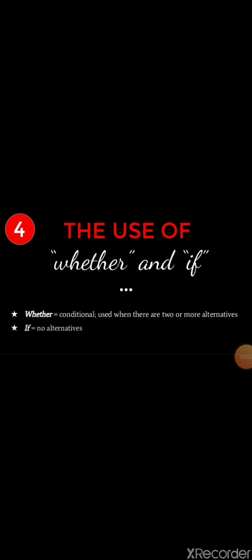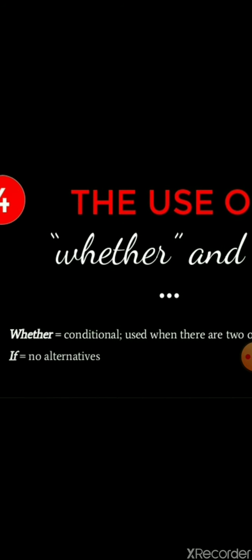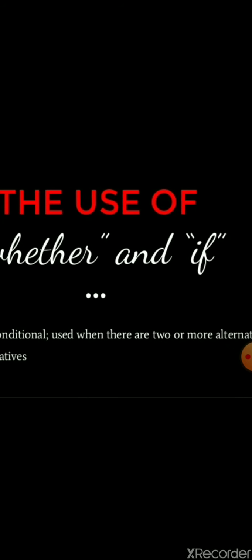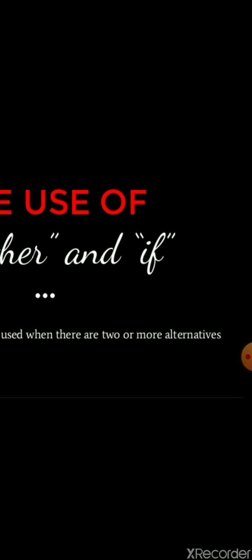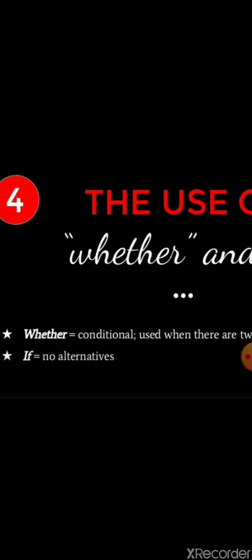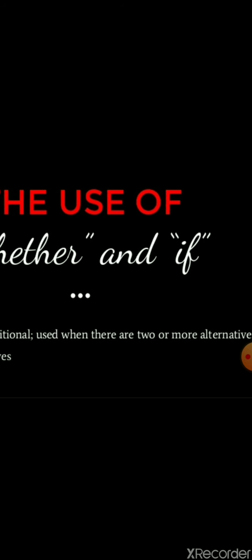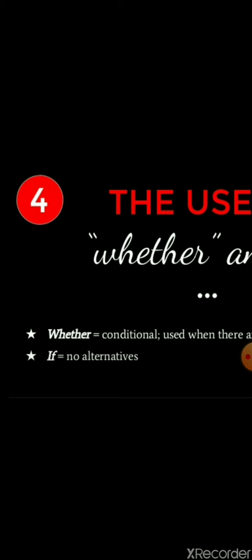Common error category number four, the use of whether and if. I just opened the screen a little broader for you to understand. Whether is conditional and is used when there are two or more alternatives, for example whether low or high flame is needed for this session. And if there are no alternatives, very simple. If there are two conditions and the word if has been used, the section is erroneous. And if there is no alternative and whether has been used, then also it is erroneous.